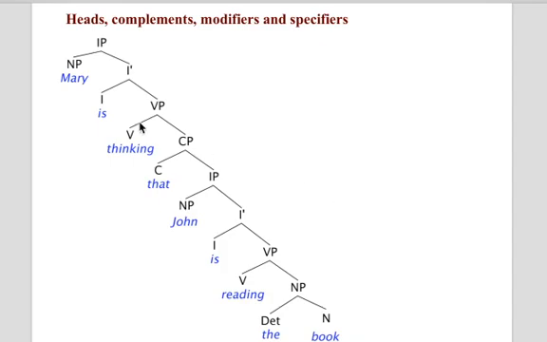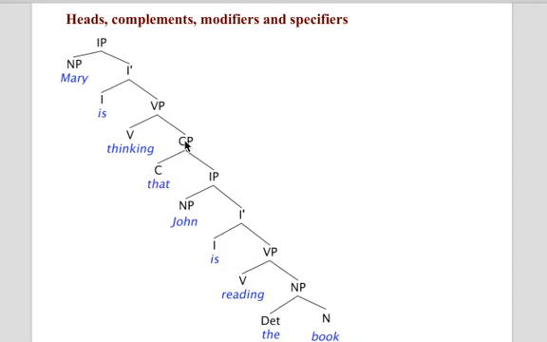In English, we have this big IP. It's headed by an inflectional element, is, and that element is followed by its complement, which is a verb phrase. Within that verb phrase, we have a head, thinking, and that's followed by a complement, which here is a CP, a complementizer phrase, this entire embedded clause.